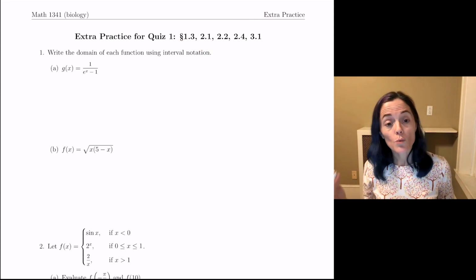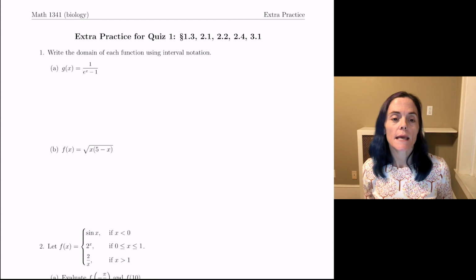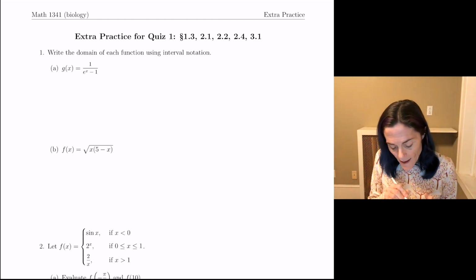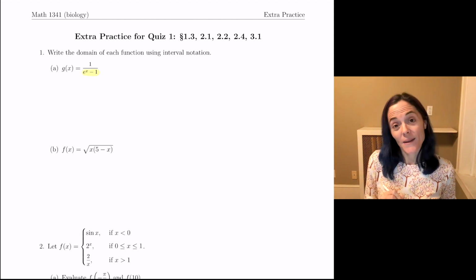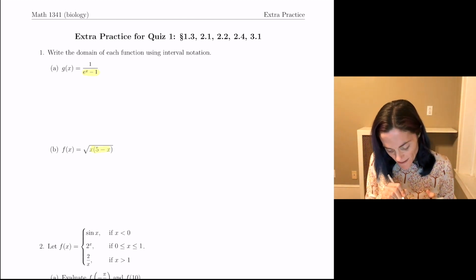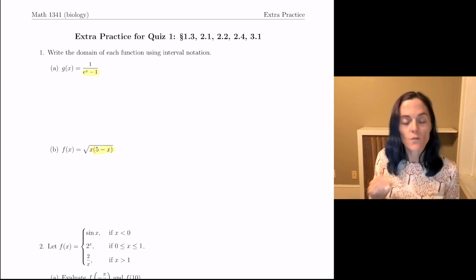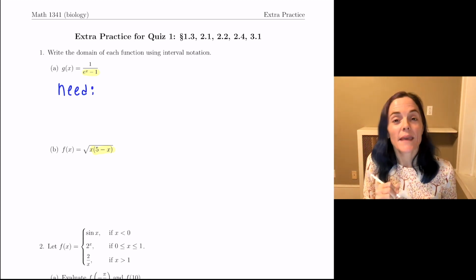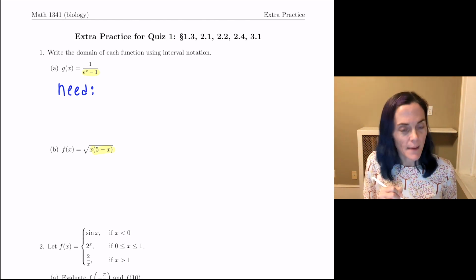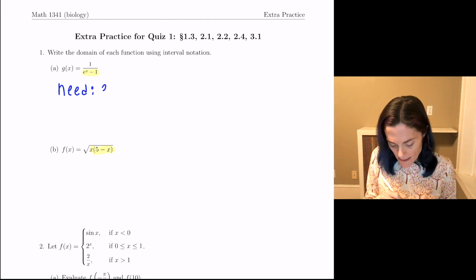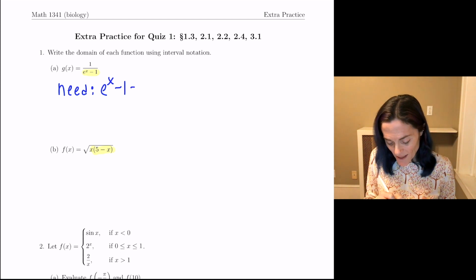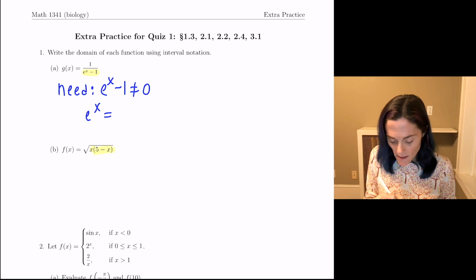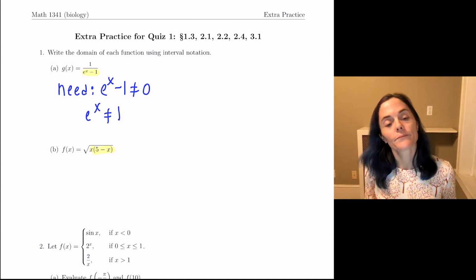Number 1, write the domain of each function using interval notation. Well, here I have a denominator, and the second one, you notice I have a square root. So first, let's write what we need. We cannot divide by 0 in mathematics, so what I need is e to the x minus 1 not equal to 0. This would say e to the x not equal to 1.